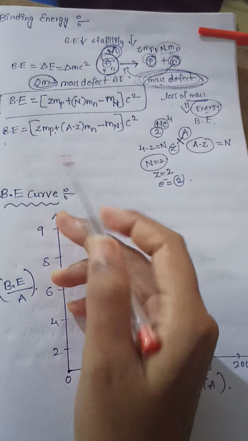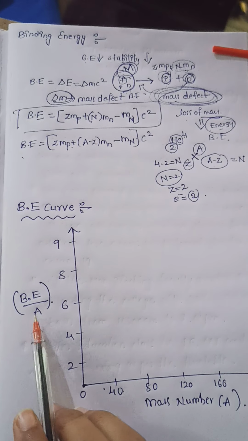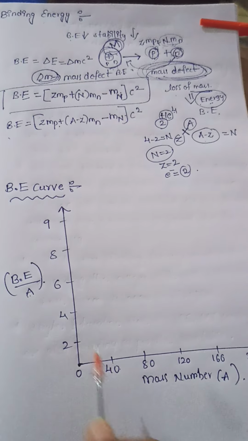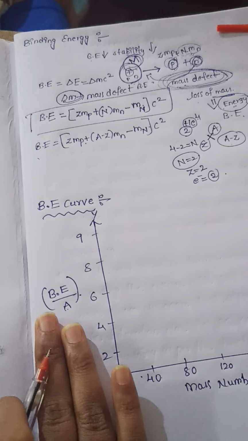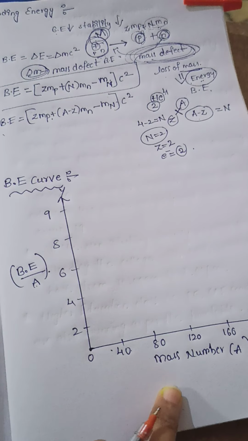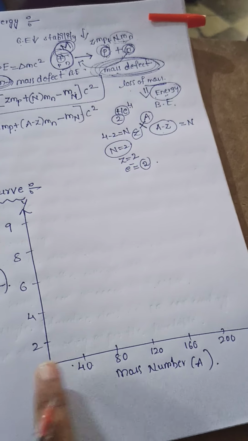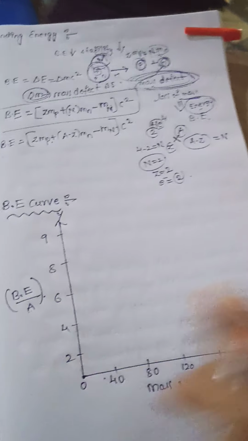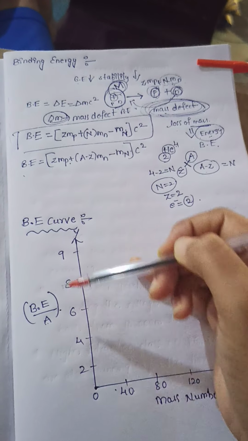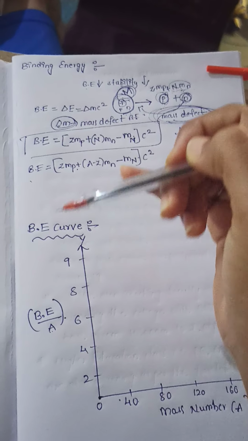Now I would like to plot a graph of binding energy per nucleon against the mass number. The mass number is on the x-axis and the binding energy per nucleon on the y-axis. What will happen to the binding energy per nucleon with the mass number? Here the mass values are 0, 40, 80, 120, 160, 200, and the binding energy per nucleon values are 2, 4, 6, 8, 9.